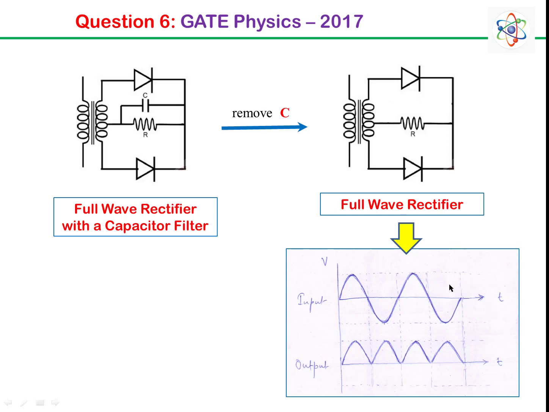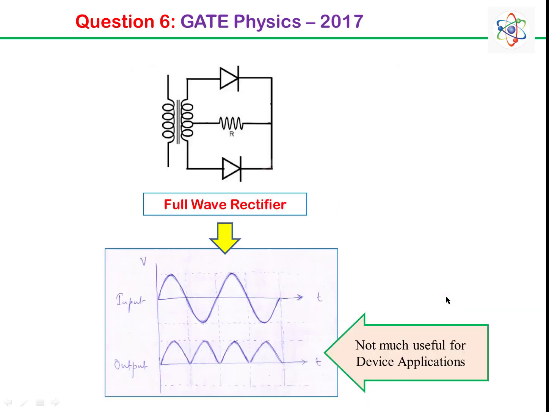And we know that for a sinusoidal input, this is how the output of the full wave rectifier looks like. So we have positive halves for all these halves of the input signal. Now it is known that the output of this full wave rectifier is not of much use for much of the device applications. Why?